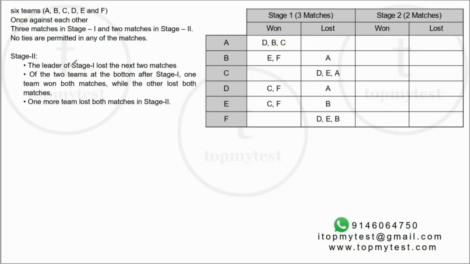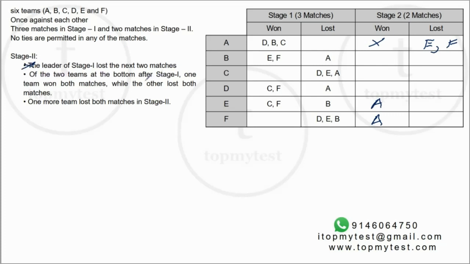Second stage, the leader of stage 1 lost the next 2 matches. Leader is A. It will lose the remaining 2 matches. So no wins in the second round. Who does he have to play? He has to play B, C, D, E and F. So it lost to E as well as F. So E will win against A. F will also win against A. E and F both win against A.